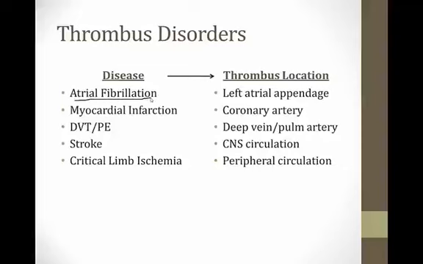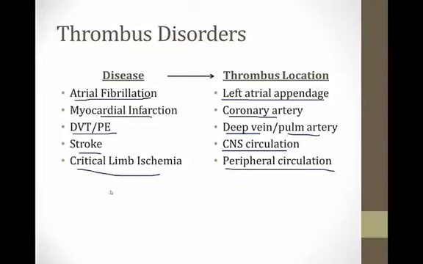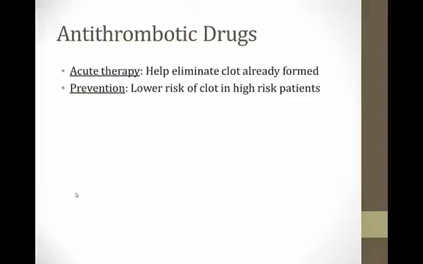So in atrial fibrillation, there is sluggish blood flow in the atrial chambers of the heart, and thrombus can form in the left atrial appendage of the heart, and if a piece of this breaks off, it can cause a stroke. In myocardial infarction, thrombus forms in a coronary artery. In deep vein thrombosis and pulmonary embolism, thrombus forms in one of the deep veins of the leg, usually the femoral vein, or in the pulmonary artery. In stroke, we get a thrombus in the CNS circulation, and finally, in critical limb ischemia, we get a thrombus in the peripheral circulation, usually in the legs.